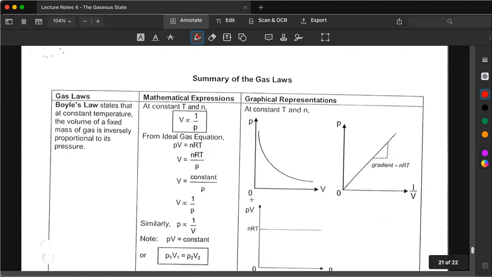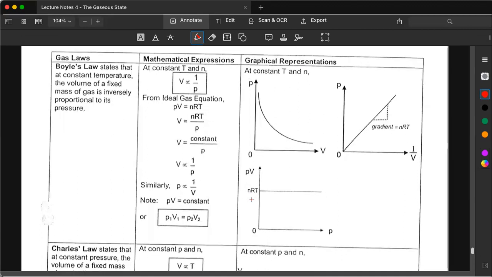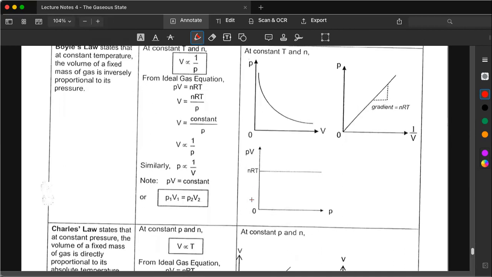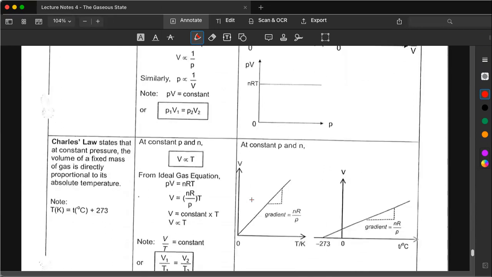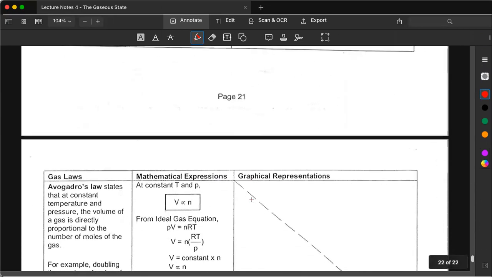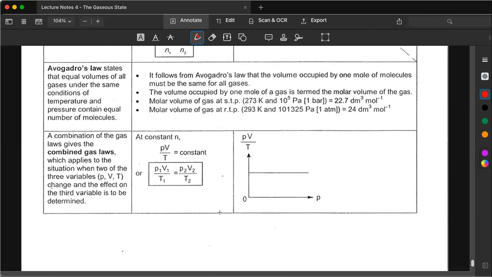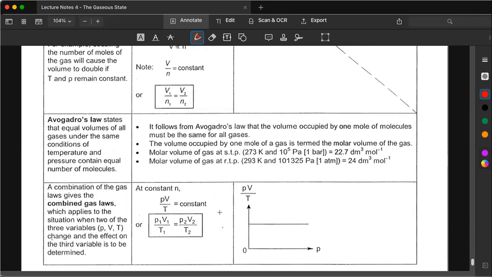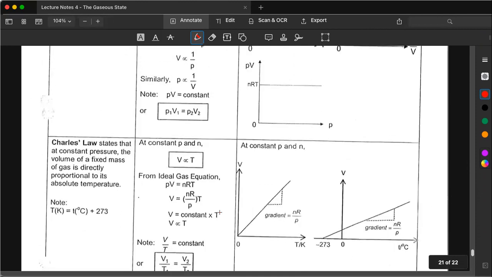Before we end the session, just look through the summary of gas laws. We talked about how different gas laws like Boyle's Law, Charles's Law, etc. form the ideal gas law, and make sure you know how to draw or sketch the graphical representations for the different graphs as we have mentioned. That's about it, and all the important information about Dalton's law and how to apply it.